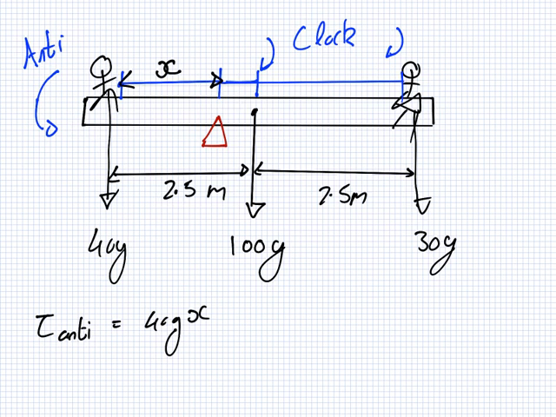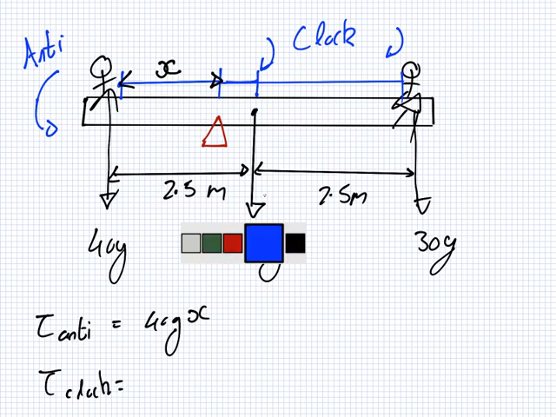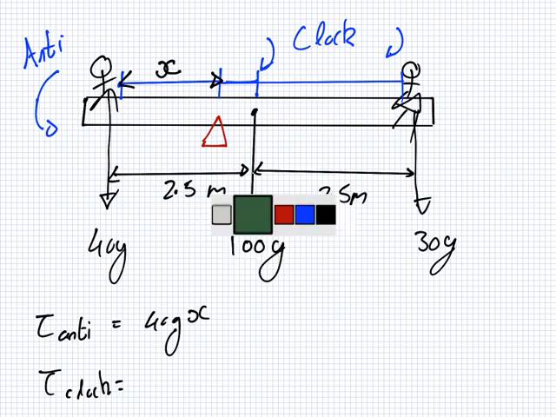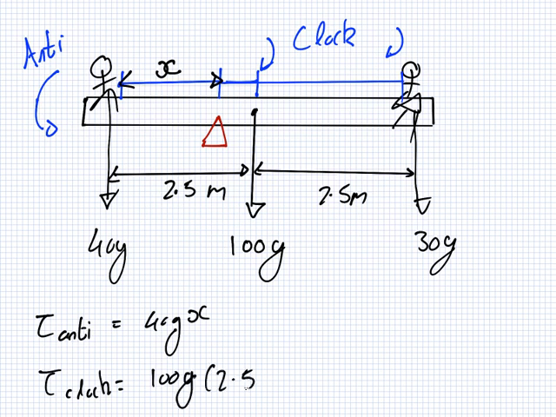Now, that's the only anti-clockwise force. The next ones are the clockwise forces, and we have two of them. The first one is this one here, which I drew. This is going to try and make the seesaw turn this way. So what is the force? 100g. And the distance, be careful, is 2.5 minus x.